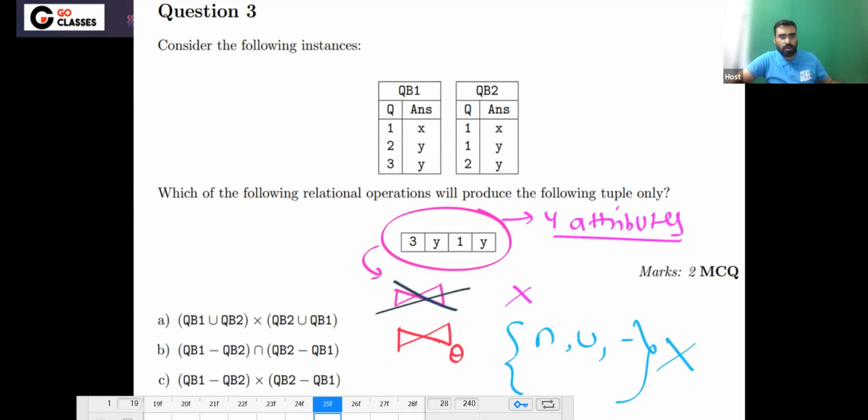This person cannot produce. This person can produce. This person can produce. These people, they cannot produce. Okay, so this is the idea. So here, what will be the answer?